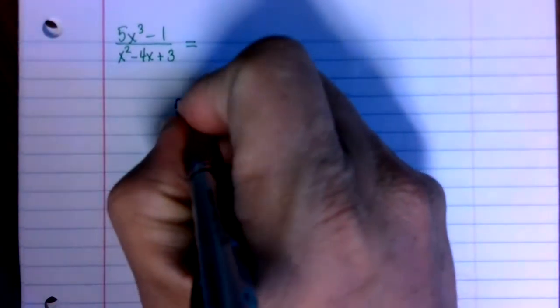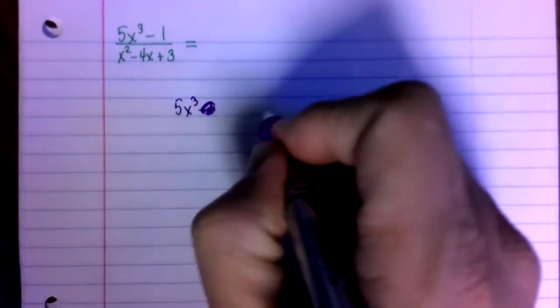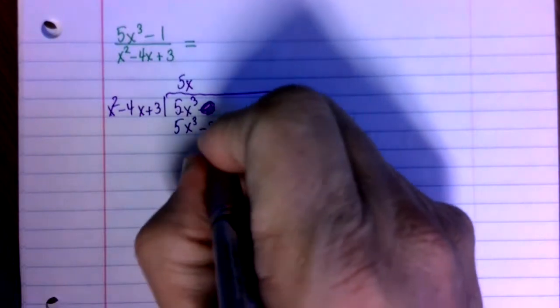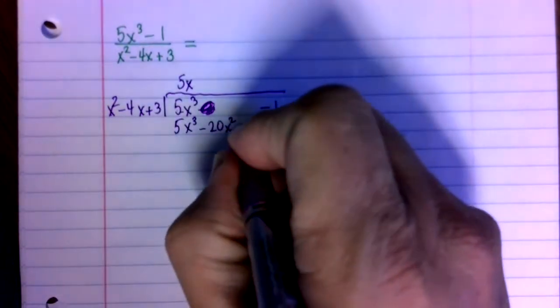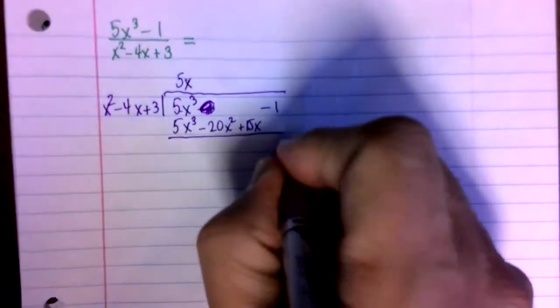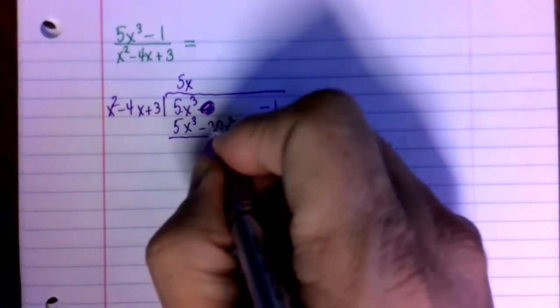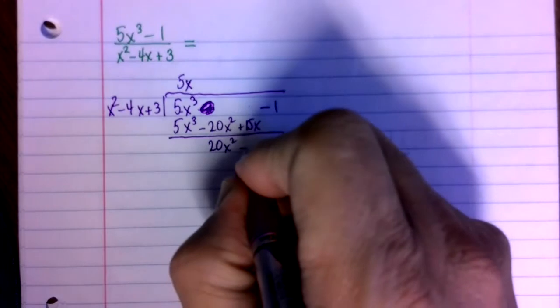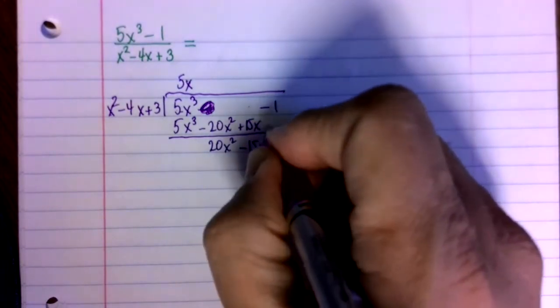So I have 5x^3 - 1, give some space here, and I need to divide x^2 - 4x + 3 and figure out the quotient and remainder. So 5x^3 divided by x^2 goes in 5x times. Multiply by 5x: 5x times x^2 is 5x^3, so that'll cancel. Here I have -20x^2, and here +15x. So subtracting, 0x^2 minus -20x^2 is 20x^2. 0x minus 15x gives me -15x. Then -1 minus 0 is the -1.